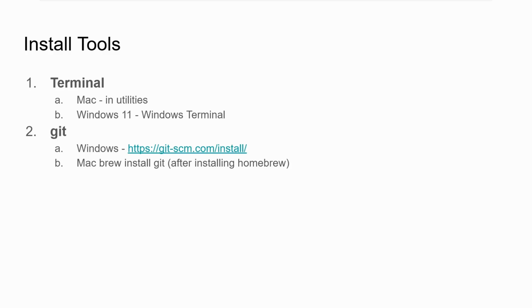On Windows, we're going to download it from git-scm/install. On Mac, you can install it with Homebrew. You first need to install Homebrew on the Mac in order to get this. You can also install the Git command with Xcode command line tools. On my own computers, I installed on the Mac with Homebrew, and then on Windows, I installed it from this SCM site.